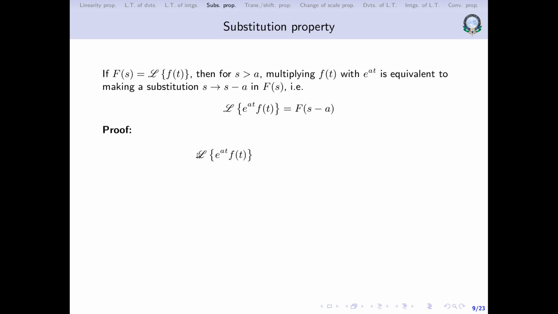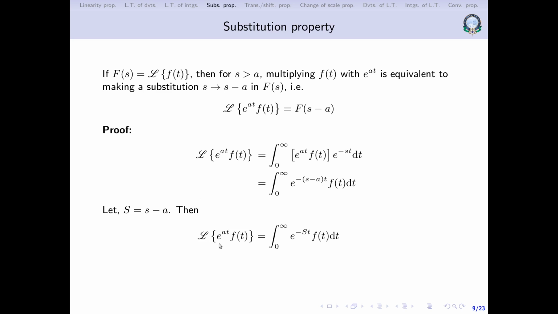This can also be very easily proved. So the Laplace transform of e to the power at f of t will be equal to this. All we have to do is, in that integral, e to the power at f of t will be multiplied with e to the power minus st, and this will be integrated from 0 to infinity. Of course now we can combine these two together. Because we have e to the power at and e to the power minus st, this will give us e to the power minus (s minus a) t f of t dt. We'll now make a small substitution. The substitution is capital S equal to s minus a. So this s minus a, we'll call it capital S.